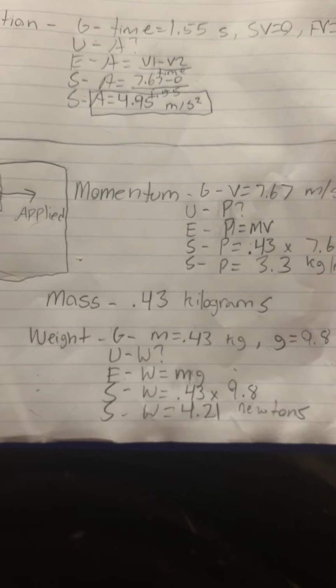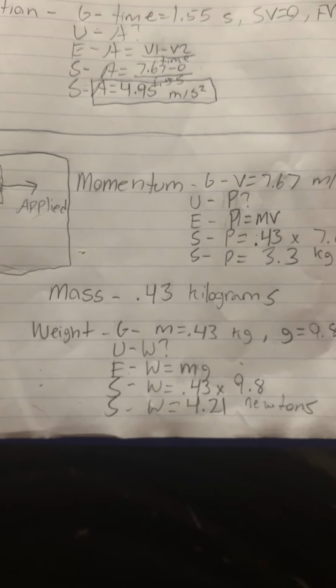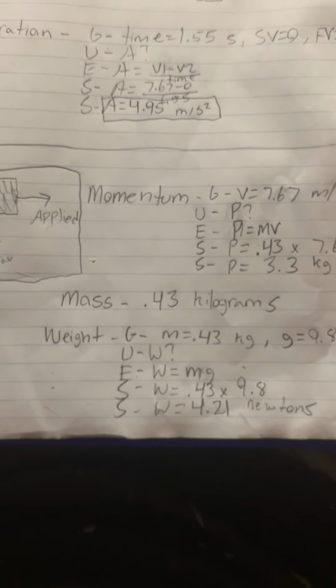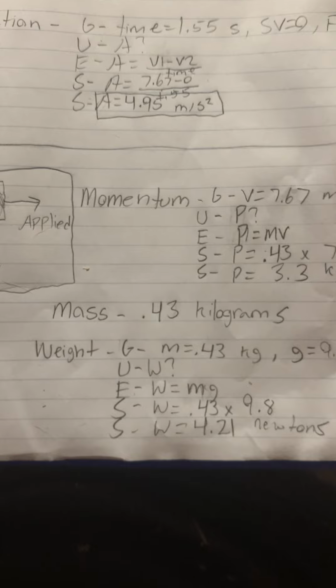The difference between mass and weight is that mass is a measure of the amount of matter in a body, while weight is a force acting on an object due to gravity. The mass will always be the same no matter where you go, but the weight will differ in different places.